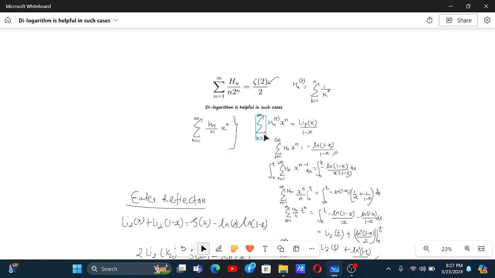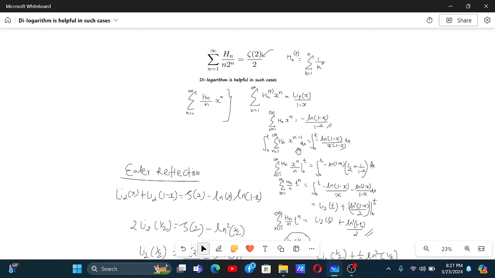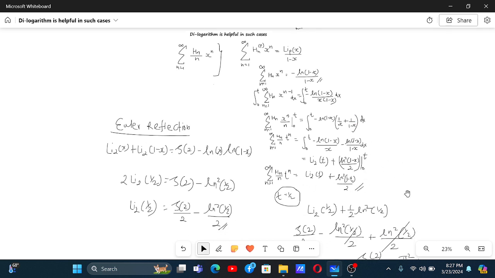Now let's talk about the flow. We used this general formula, or let's say identity. We divided by x and integrated. We had to do some work to find the integral of the other one, and then we placed the values and got the answer.